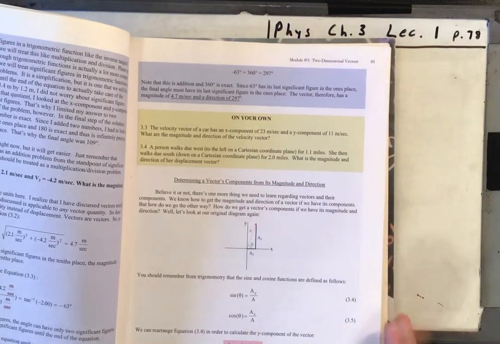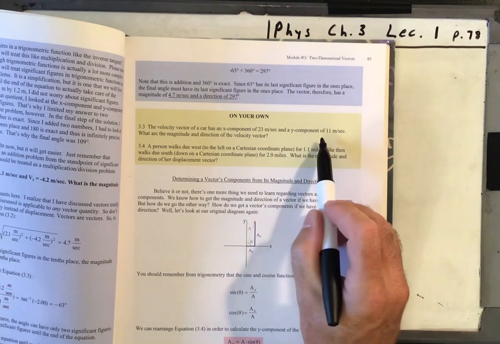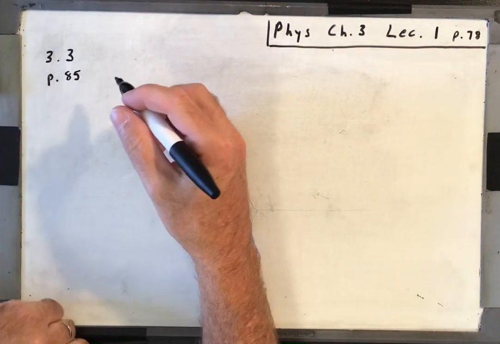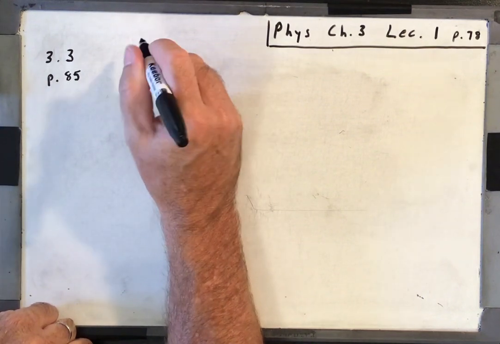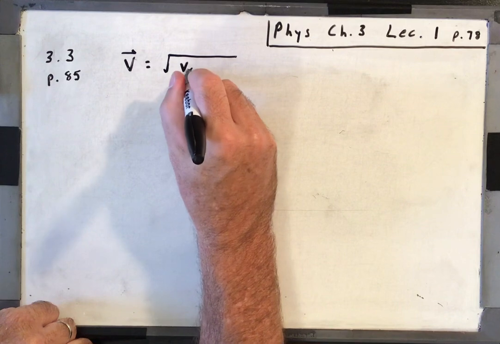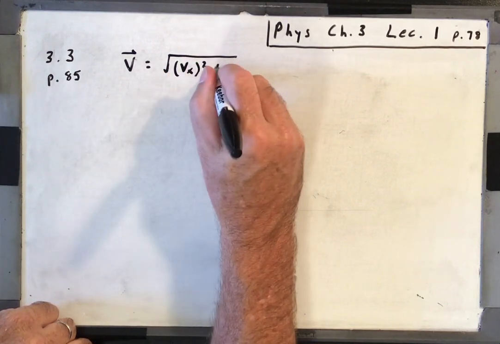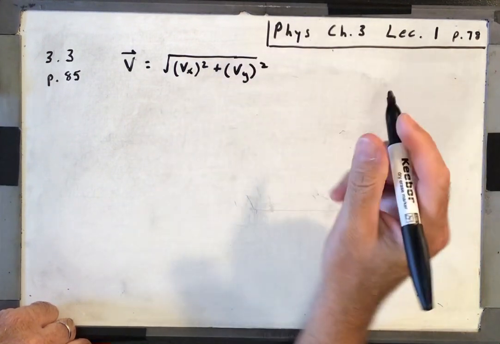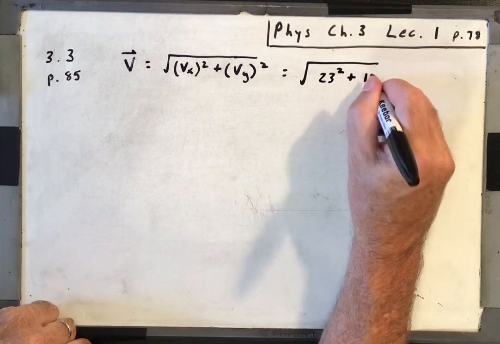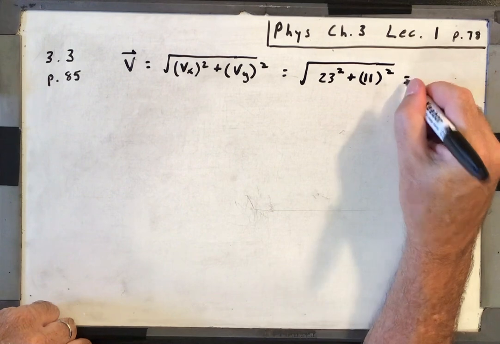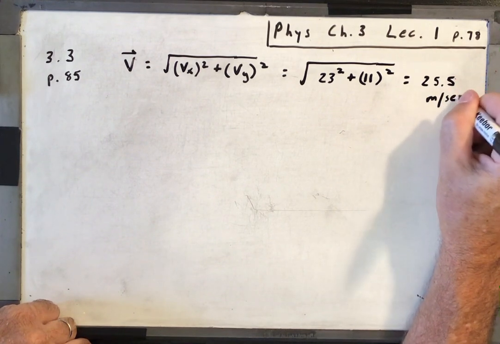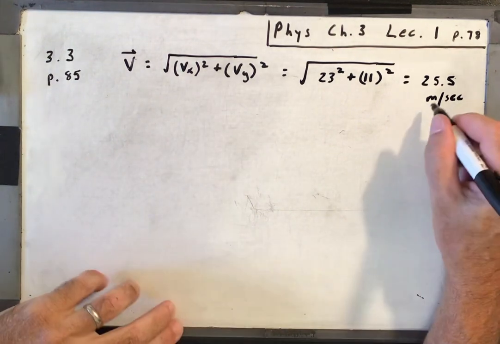So 3.3 says the velocity vector of a car has an x component of 23 meters a second and a y component of 11 meters a second. What's the magnitude and direction of the velocity vector? To get the magnitude, we'll call this vector v. It's going to be the square root of the x component squared plus the y component squared. So that's the square root of 23 squared plus 11 squared, and that'll give you 25.5 meters per second. Don't forget the units, even though I didn't put those underneath the radical. So 25.5 meters a second.